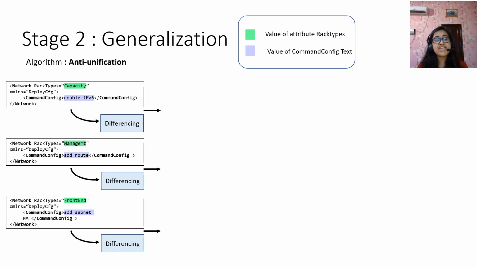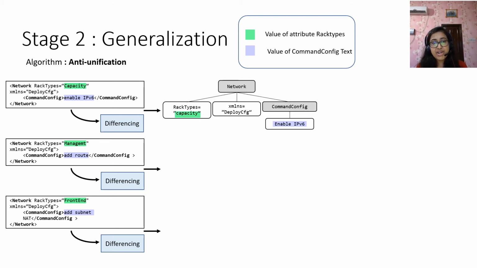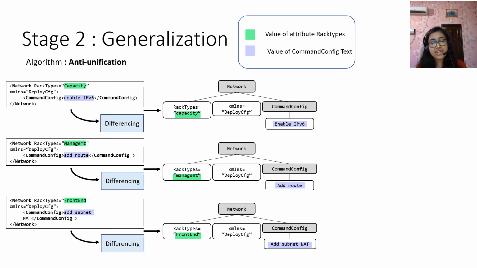Once we have the context expanded diff data, the second step is to generate a tree. Taking back the previous example, this is what the context expanded diff looks like. Now this is the corresponding tree for this context expanded diff. The root node is network. It has two child nodes of type attribute, and the third node is type command config. The differences in the value of attribute are highlighted with different colors. Similarly for other two commits, this is how the tree looks.